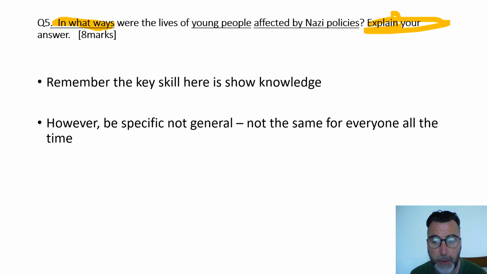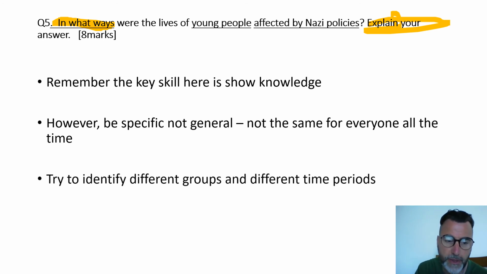Be specific, don't be general. Remember, it's not the same for everyone all the time. You can't just go, all people were in the Hitler Youth and they loved it. Nazi policies made all people join the BDM. Yeah, it's not true. It's different at different times. Early in the Nazi reign, policies were X. This meant that Y. So you could say early in the Nazi reign, the Hitler Youth was really popular. By 1936, 66% of people were in the Hitler Youth. However, by 1938, they had to make this compulsory because.